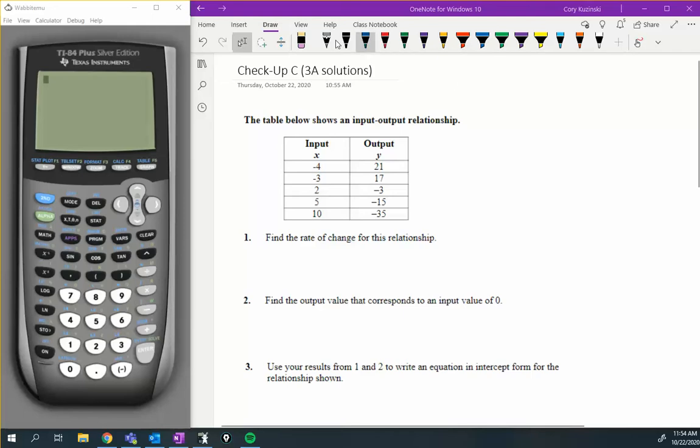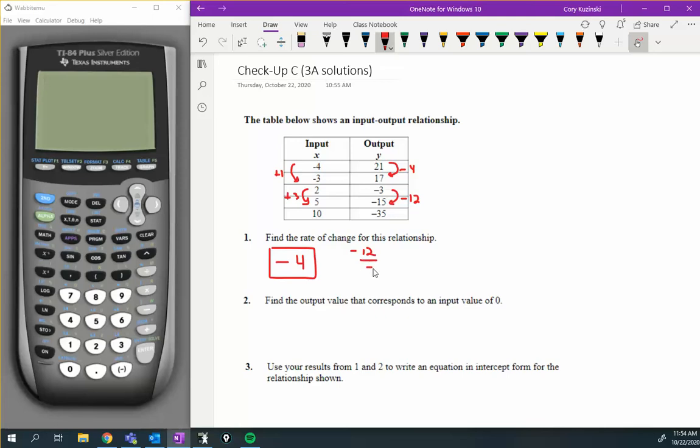Here we go. First thing, we're going to figure out the rate of change for this relationship. I would notice here that this is an increase of 1, and this is a decrease of 4. That's why the rate of change is -4. Even if you look elsewhere, this is a decrease of 12 and this is an increase of 3. -12 divided by 3 is still -4.